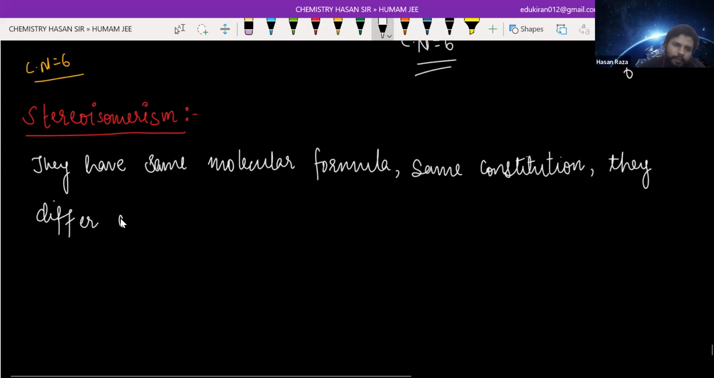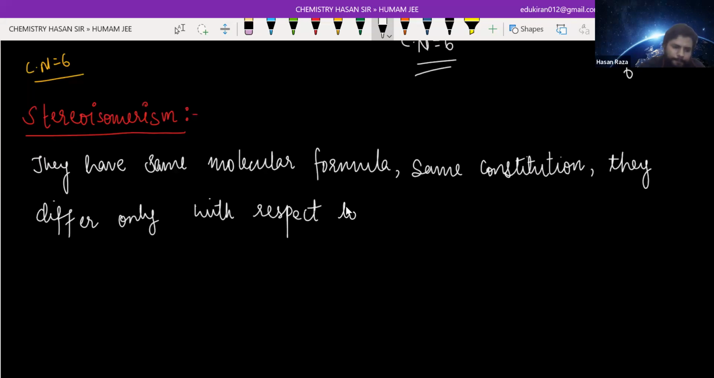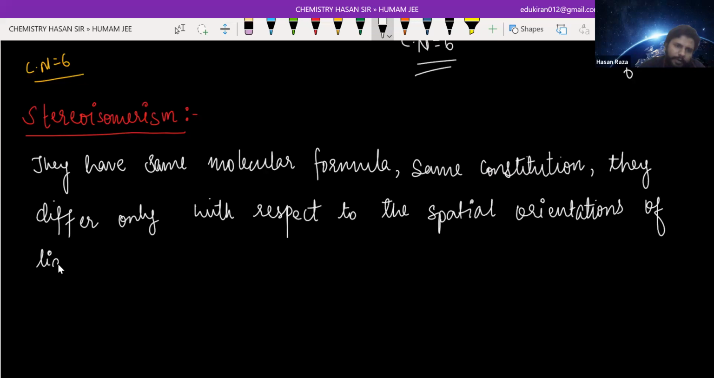They differ only with respect to the spatial orientation of ligands, the spatial orientation of ligands in space around the central metal ion.